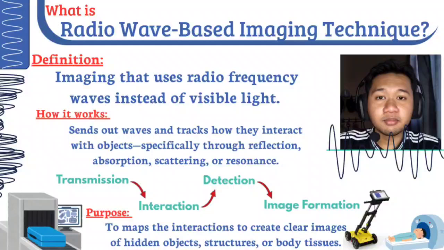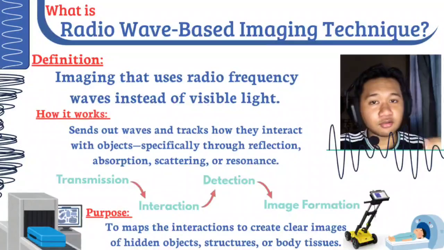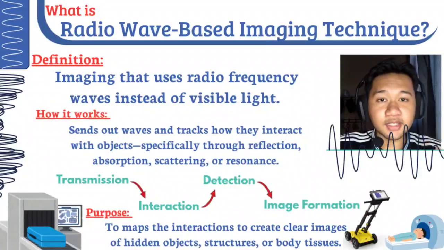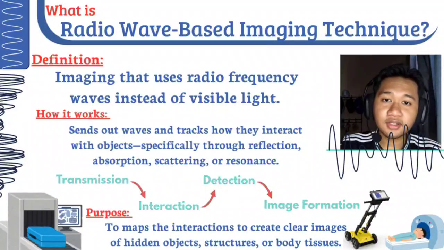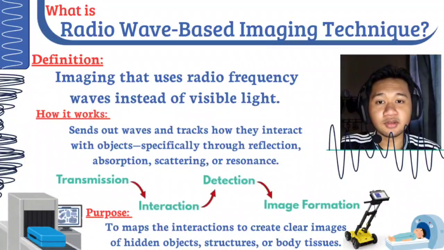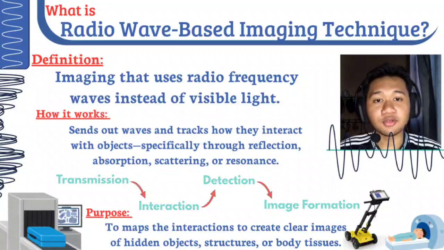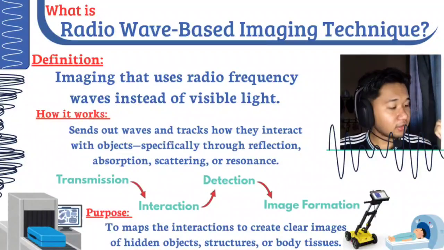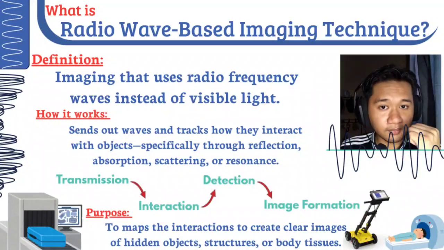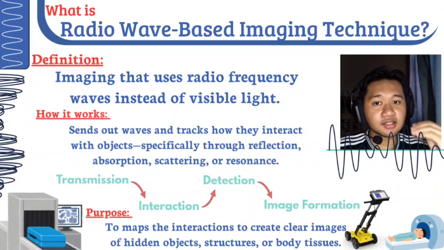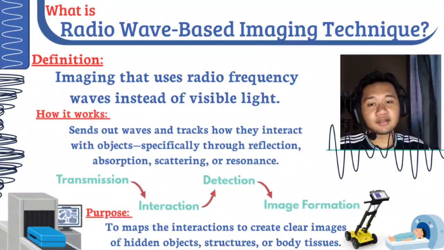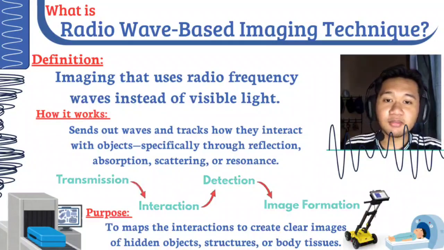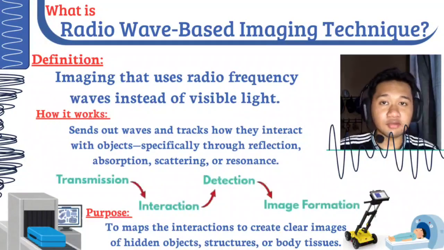So, how does it work? Briefly, the transmitter sends out waves and tracks how they interact with objects, specifically through reflection, absorption, scattering, or resonance, as I mentioned before. To help you understand this, we can put it like this. Imagine you're holding a flashlight, you turn it on, it shines the light, it hits the object, and the reflection helps you see what's around it. Well, it's the same with radio wave based imaging, but instead of visible light, we use radio waves.